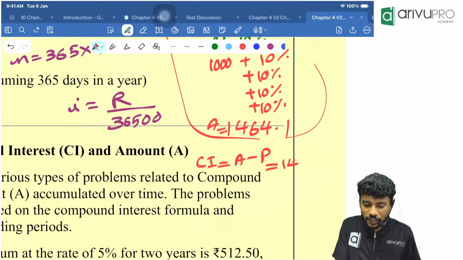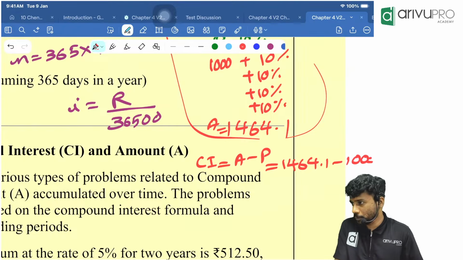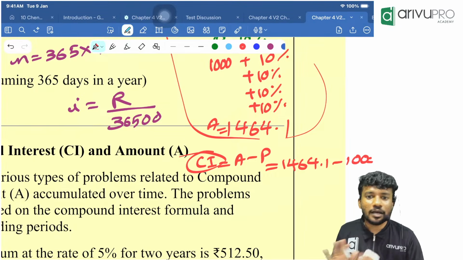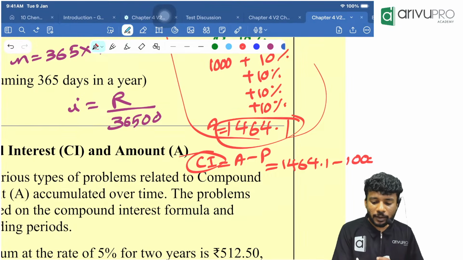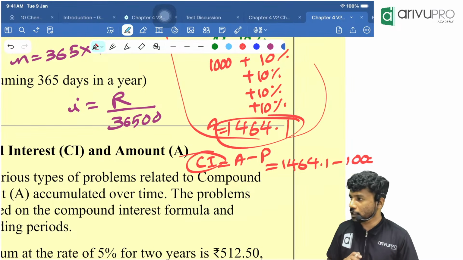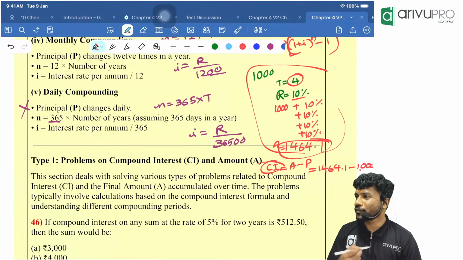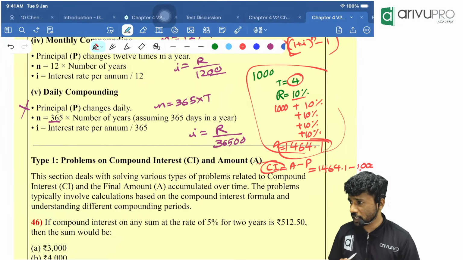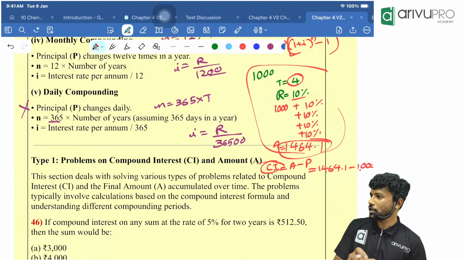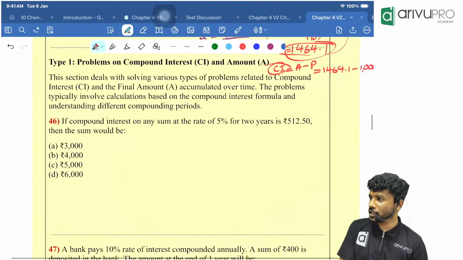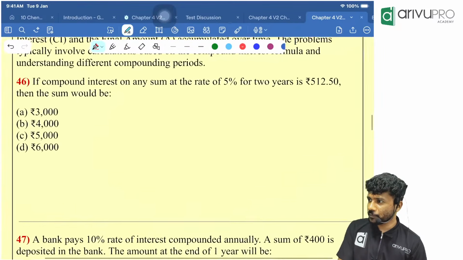Whatever value I am having, 1464.1 minus 1000. Whenever I want to get CI, I will subtract the 1000. Otherwise, I will not subtract. Whenever they ask for amount and all, directly use the method. Got it, Abdul? So that's why I reduced that 1000 to find the CI value. Amount minus principal will only give you the CI, or the interest, right? That's the reason. Clear? If so, can I take you to the first question? Abdul, got it? Please confirm.